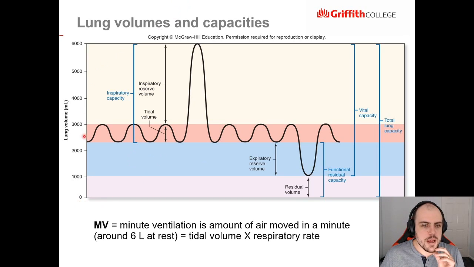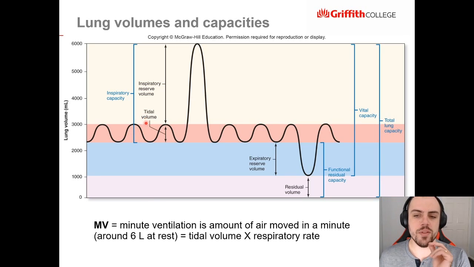Now, this lovely, wonderful graph, we need to know it, okay? Gotta know it, gotta love it, gotta work with it, because you guys as nurses are going to be working with this sort of stuff a lot. So, here, MV is short for minute ventilation, and essentially describes the amount of air that we're going to be moving per minute.